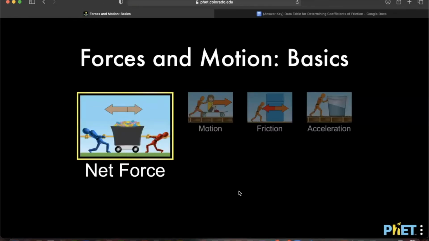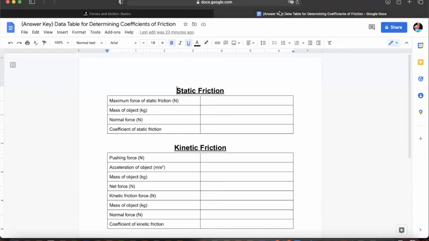If you want to try to do this lab by yourself, then in the description there's a link to a PhET simulation. Click on it, and also click on the link below it, which will take you to a data table, and you can make a copy of it so you can fill it out yourself.